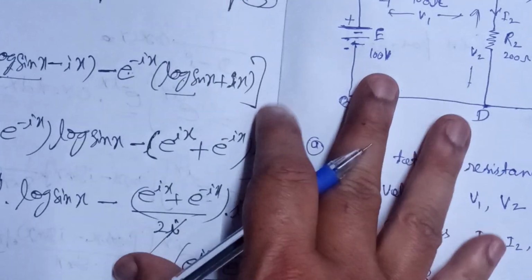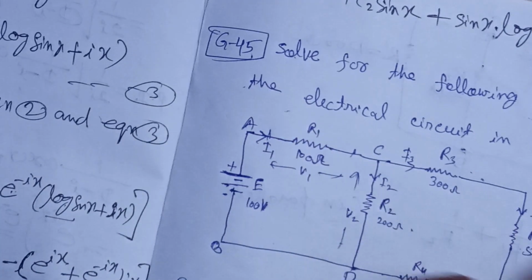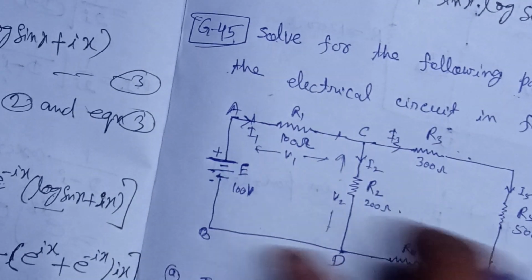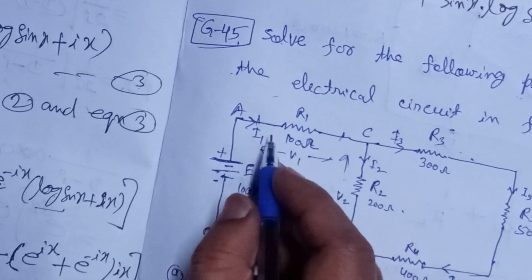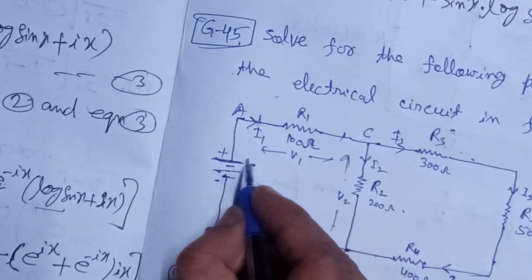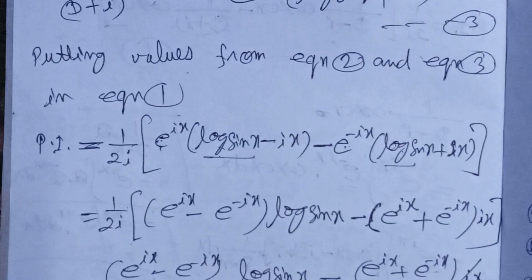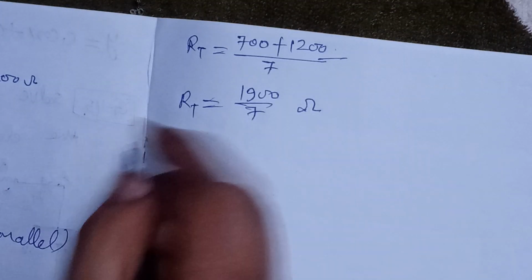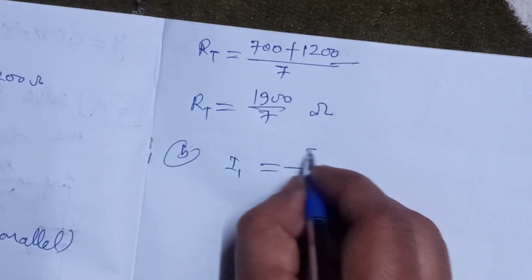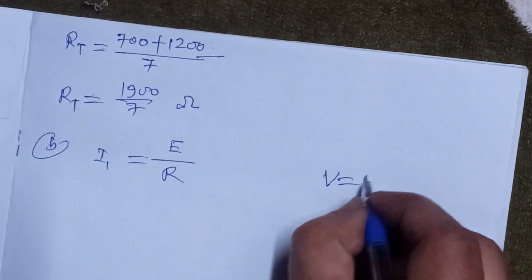This voltage, if we find, so we have to find the current in here. The current I that emerges from this battery, which is I1, is the total current. So we can find I1 directly as E upon R, by Ohm's law, V is equal to IR.